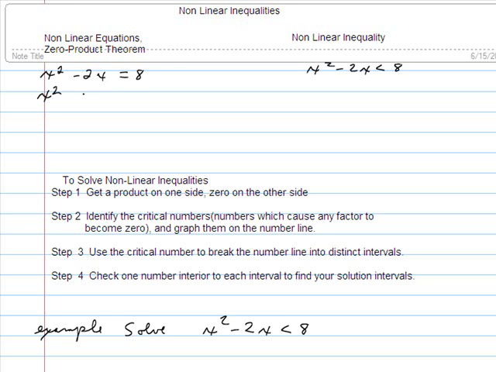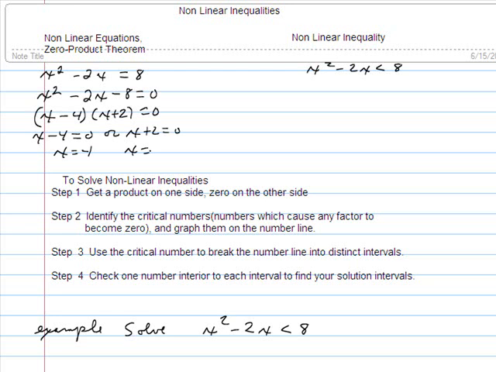In factoring, we use something called the zero product theorem. That is, we made a zero on one side of the equation, and then by factoring, we made a product on the other side of the equation, and we said if that product was equal to 0, then either the first factor was equal to 0 or the second factor was equal to 0, and that gave us our solutions. Is there something similar for nonlinear inequalities?